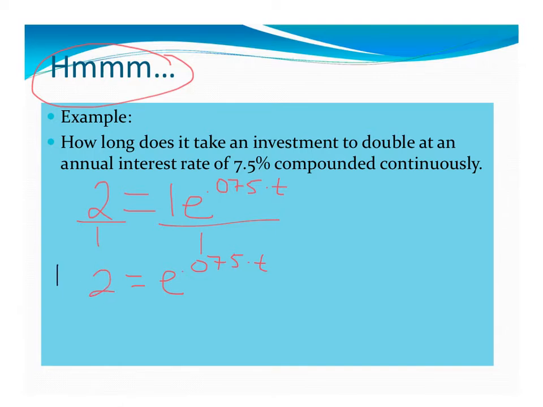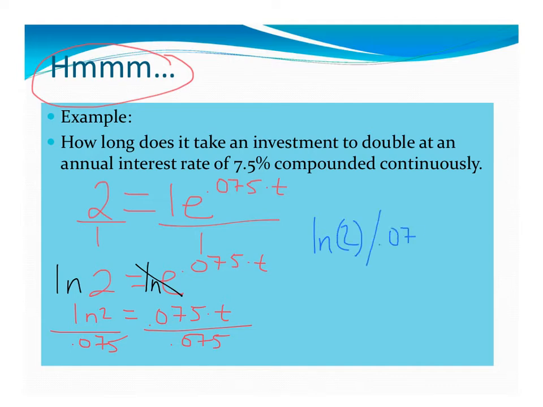Well, then I'm going to take the natural log of both sides because I want to get rid of that e. We've been doing that. So I have the natural log of 2 equals 0.075 times t. And then I divide by 0.075 on both sides. What I'm going to put in my calculator will be this: natural log of 2, close those parens, divided by 0.075. And that should give me my answer, which is going to be about 9.24 years.